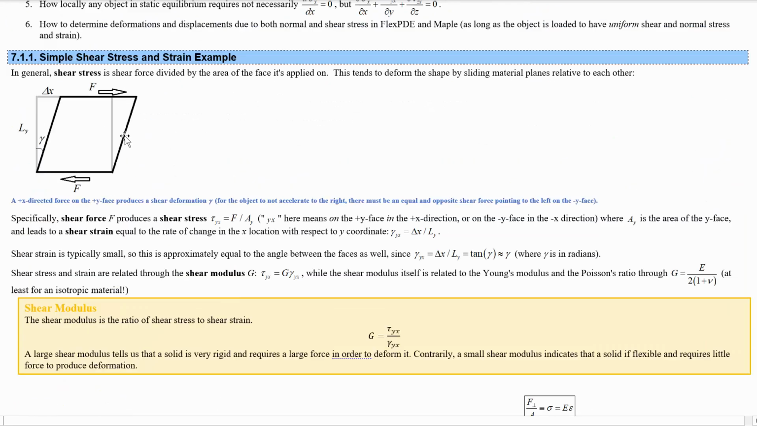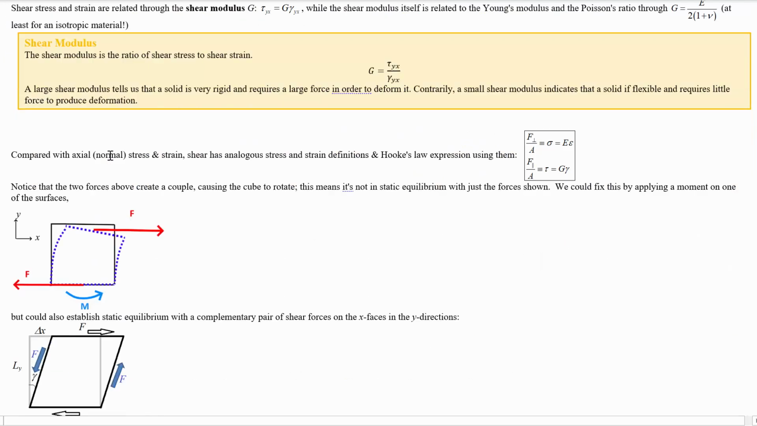But there is a bit of a problem here. The appearance of these two forces doesn't actually let this thing be in static equilibrium, right? This is going to cause it to spin. So we'd have to balance it somehow. How do you balance it?